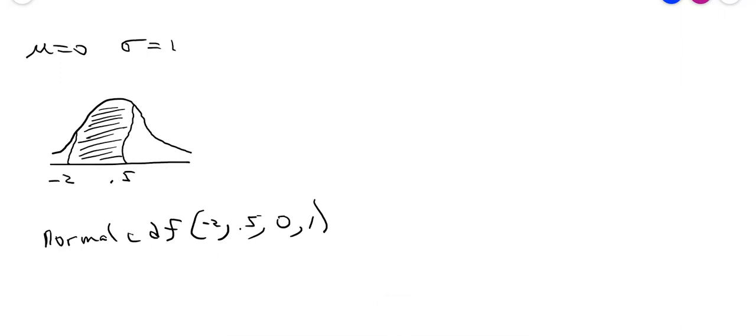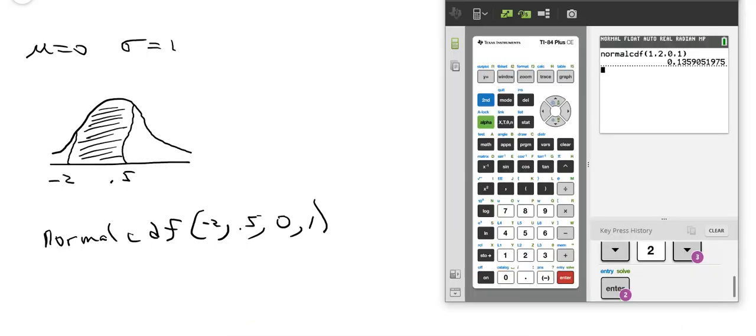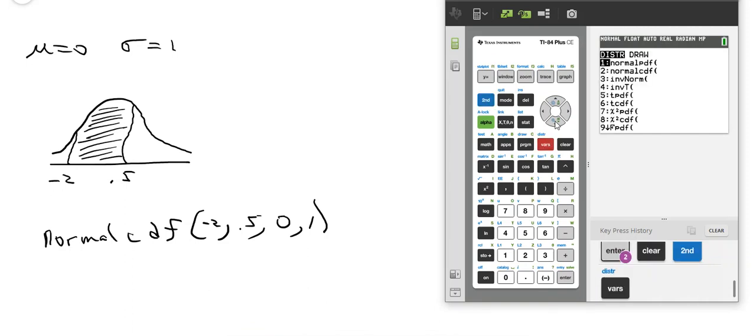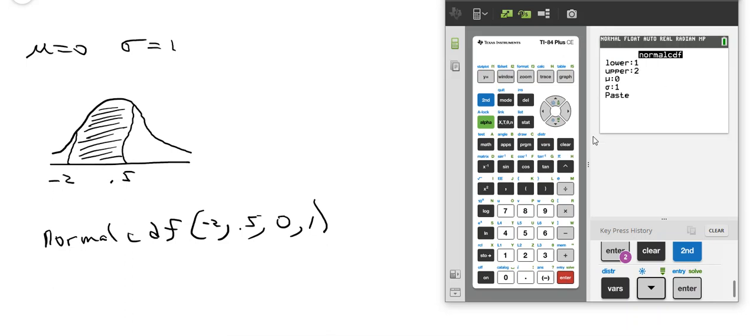We're going to pull up the calculator and clear. Second function, distribution, number 2, enter, right? Now we have to change that to use the negative at the bottom. Don't use the subtraction key. Negative is down at the bottom, negative 2. You'll get an error if you don't. Upper is 0.5. Mean 0, standard deviation 1.